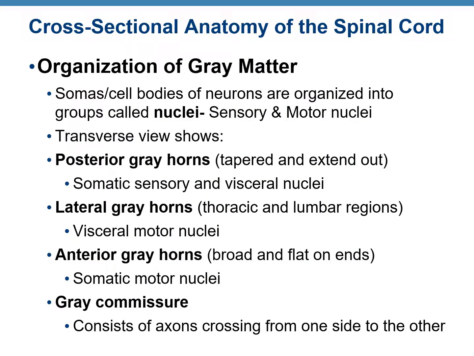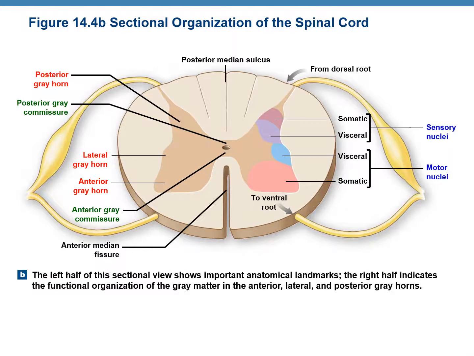This slide shows the organization of nuclei in the gray matter. The transverse section of a spinal cord shows that the posterior gray horns are made up of somatic, sensory, and visceral nuclei. The lateral gray horns, which are present in the thoracic and lumbar regions, contain visceral motor nuclei. The anterior gray horns contain somatic motor nuclei, and the gray commissure consists of axons which are crossing from one side to another. So this figure shows that the posterior gray horn is mainly made up of sensory nuclei, while the anterior gray horn is made up of motor nuclei.